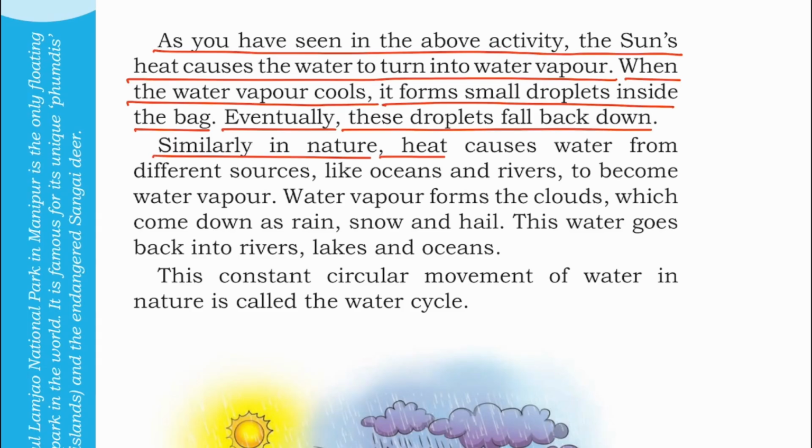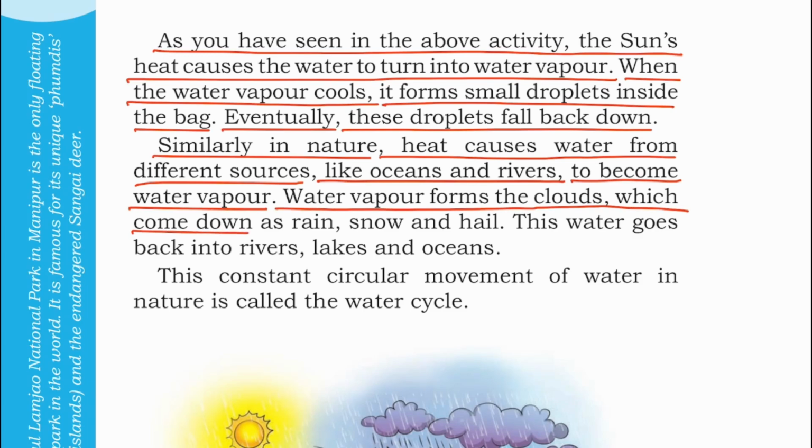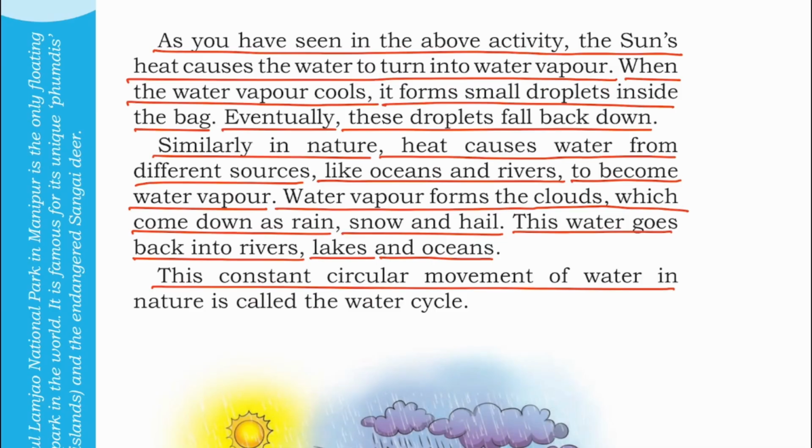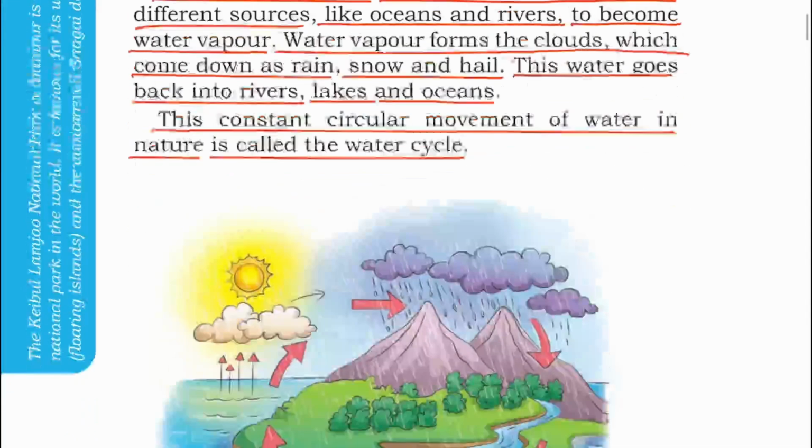Similarly, in nature, heat causes water from different sources like oceans and rivers to become water vapor. Water vapor forms the clouds which come down as rain, snow, and hail. This water goes back into rivers, lakes, and oceans. This constant circular movement of water in nature is called the water cycle.